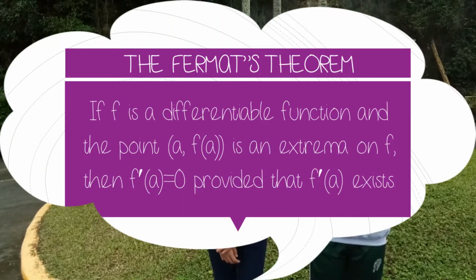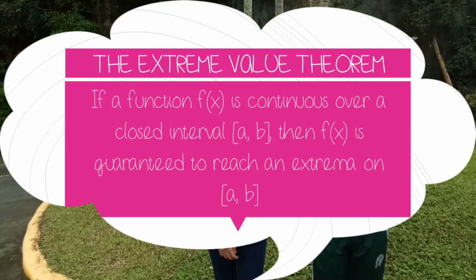Optimization is actually grounded on two theories. Fermat's theorem, which states that if f is a differentiable function and the point (a, f(a)) is an extrema on f, then f'(a) is equal to 0, provided that f'(a) exists. And the extreme value theorem, which states that if a function f(x) is continuous over a closed interval [a, b], then f(x) is guaranteed to reach an extrema on [a, b].